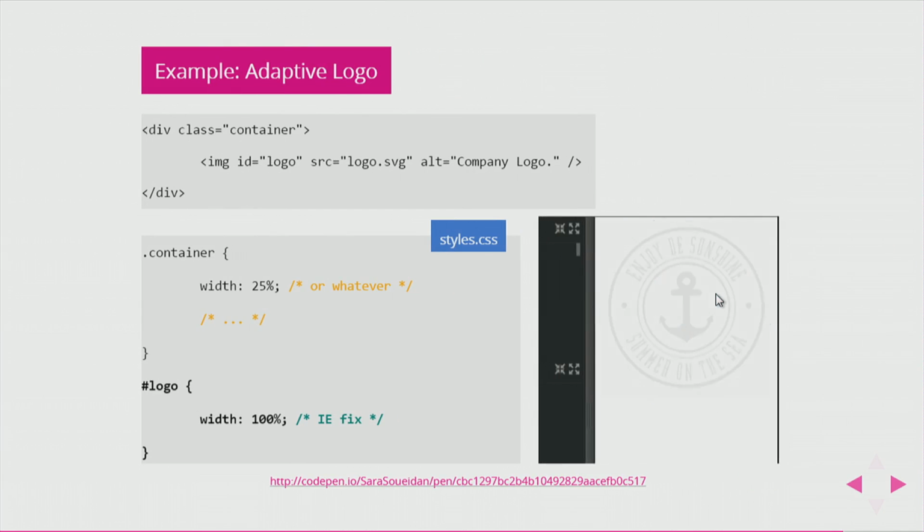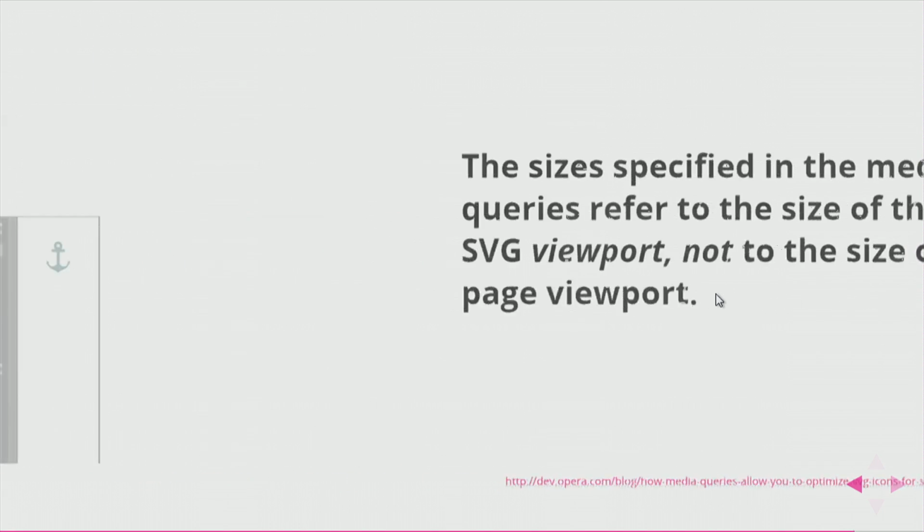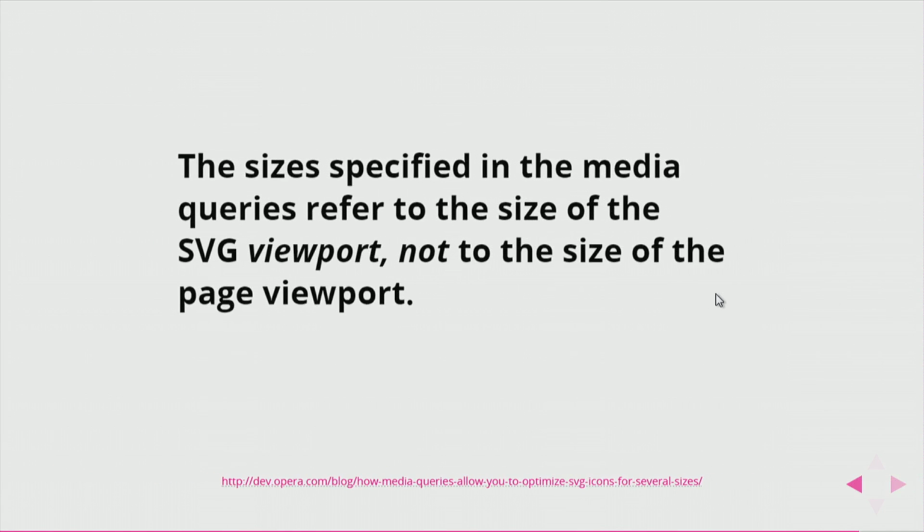However, there is one thing here to note. The sizes specified in the media queries refer to the size of the SVG viewport and not the size of the page viewport. So this is very similar to having element queries, but for SVG. For example, if you have embedded the SVG and the iframe is 300 pixels, that is the viewport that the media queries are going to refer to. It's not the viewport of the page, it's the viewport of the SVG itself.